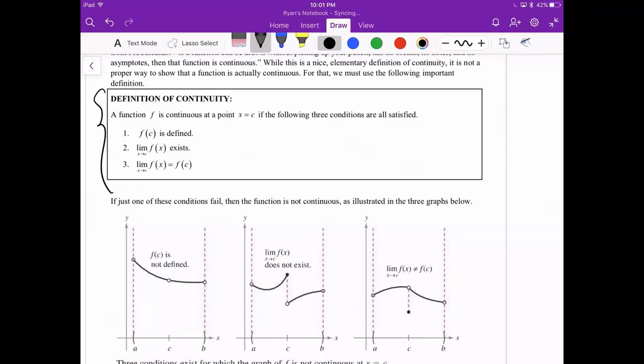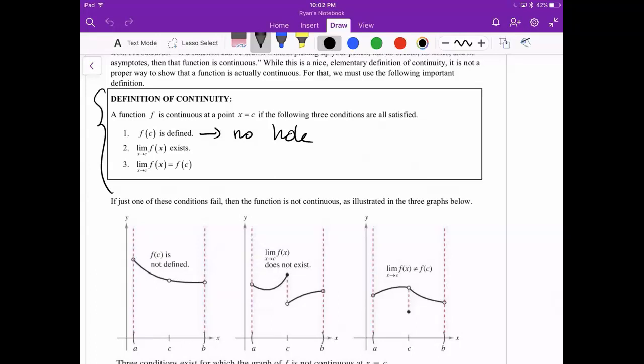A function f is continuous at a point x equals c if the following three conditions are all satisfied. The first thing is that f of c is defined. What that means is that there is no hole. Now you don't want to memorize it as no hole; you want to memorize it as f of c being defined, because eventually you're going to need to prove that a function is continuous. It's not enough to just say that there's no hole. You actually have to show that f of c is defined. The second thing is that the limit as x approaches c of f of x exists.